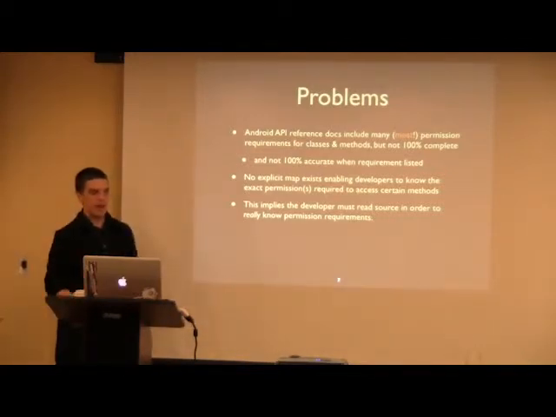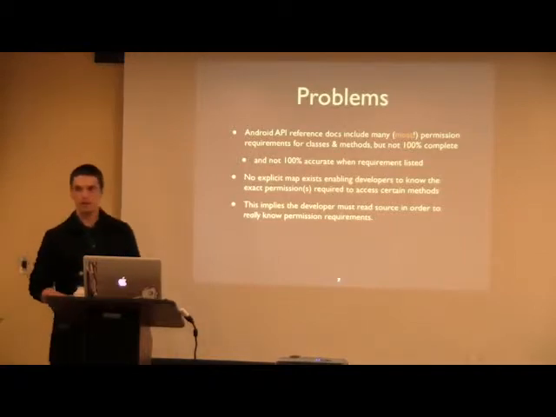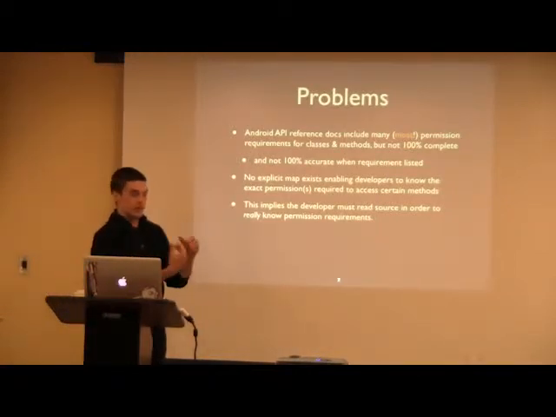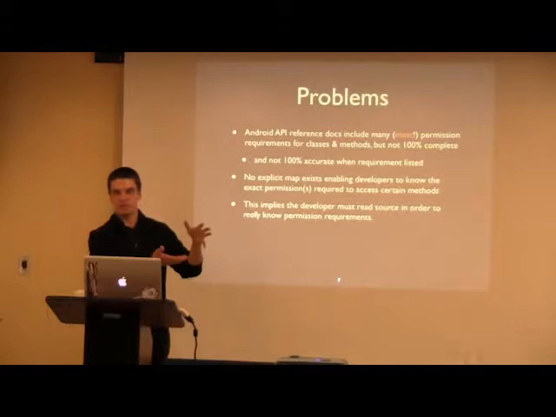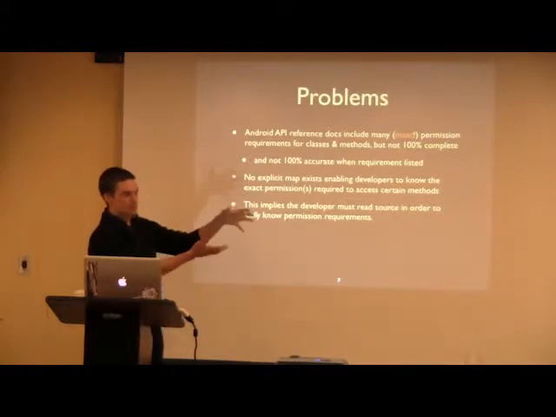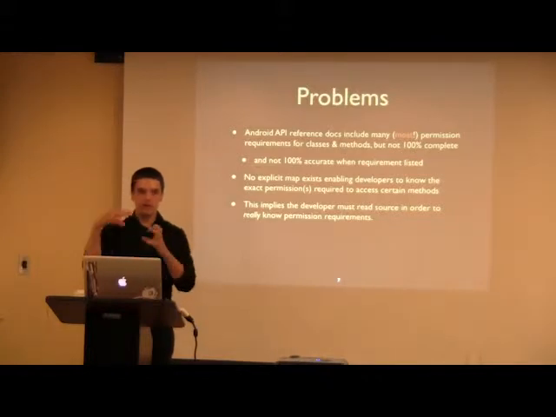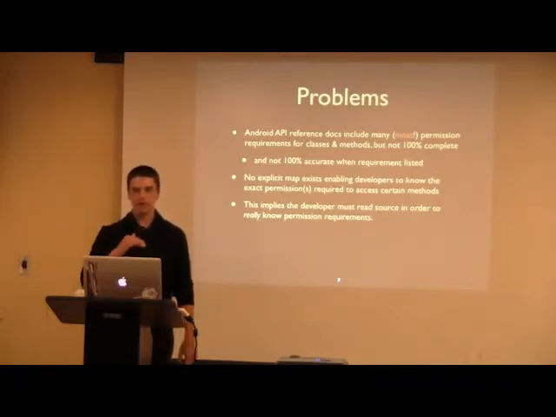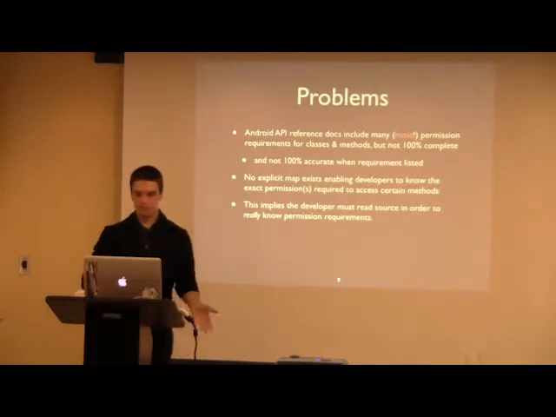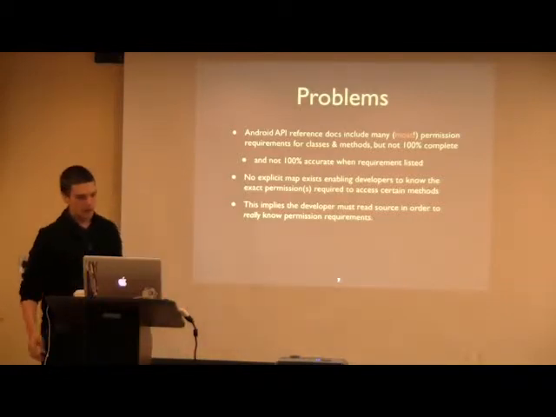There's no explicit map that says to a developer, hey, you want to send an SMS, here's the method you need. Well, SMS is probably a bad example because that one's well documented. Follow me. You want to send an SMS, here's the method that you need to call, here's how to package the data to send it, and here's the permission you need to request in your manifest. At a functional or implementation level, this map doesn't exist.